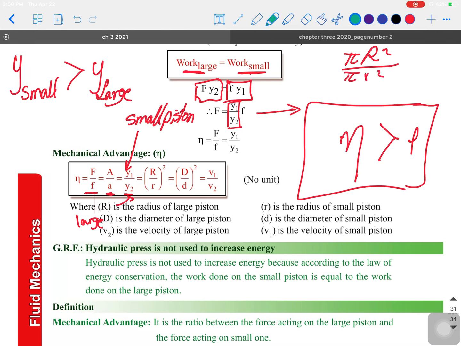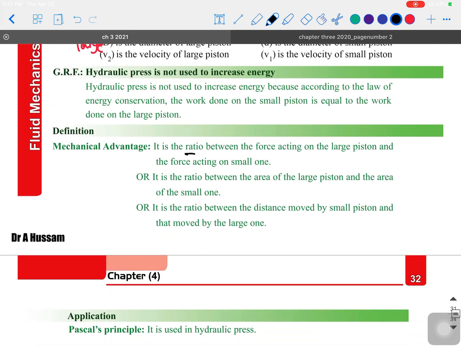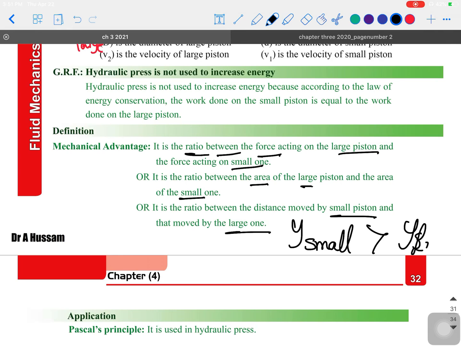We can do it like this, then r over r square. The ratio between the radius and radius is the same as that between diameter and diameter. We have to cancel it with each other, and the velocity, of course, of the pistons. For the mechanical advantage, it is the ratio between force of the large and the force of the small, the ratio between area of large and area of small, the same stuff, the ratio between the distance moved by the small and that of the large one, which means that again, for the second time, y small is greater than y large.